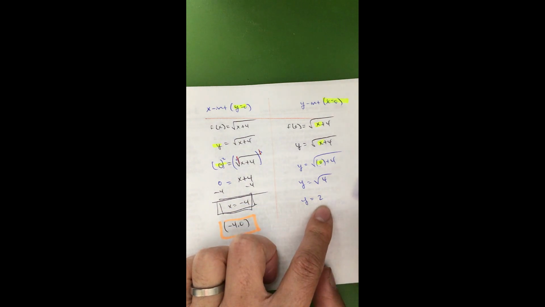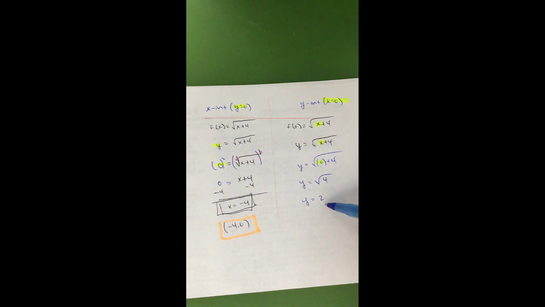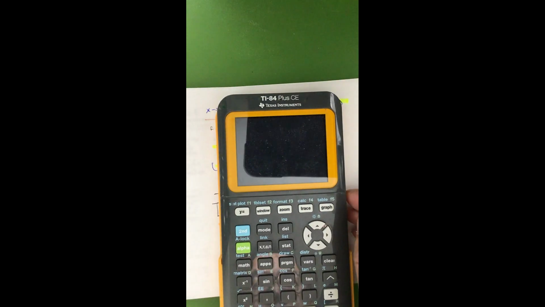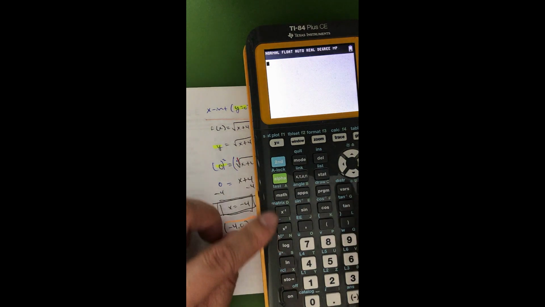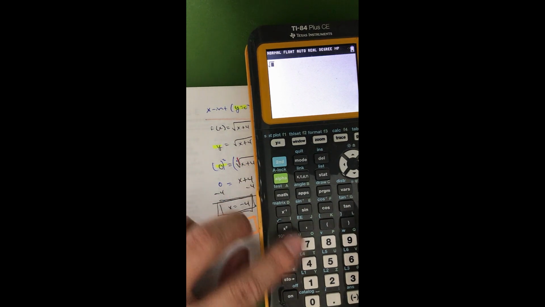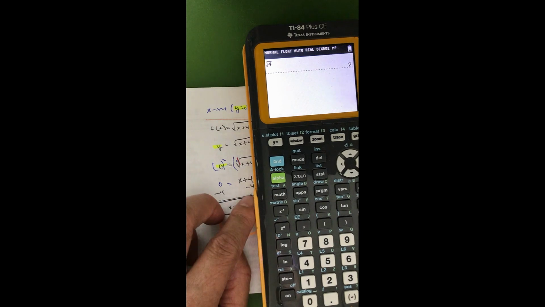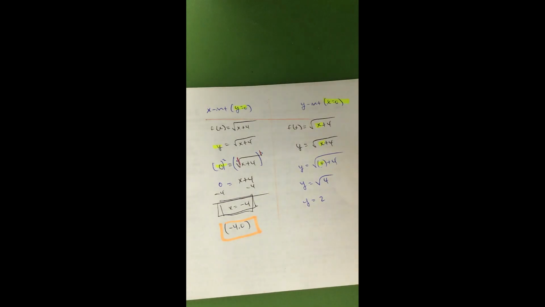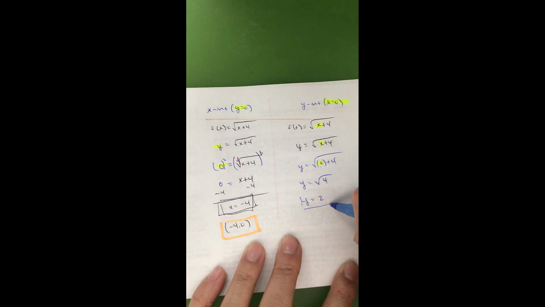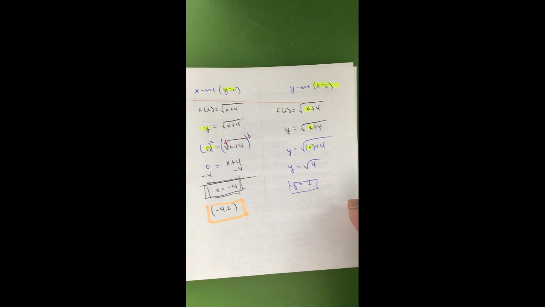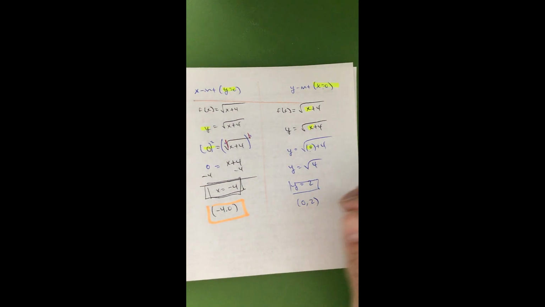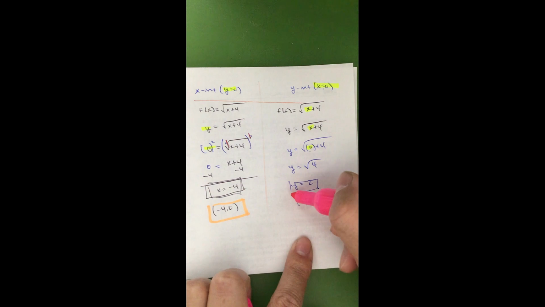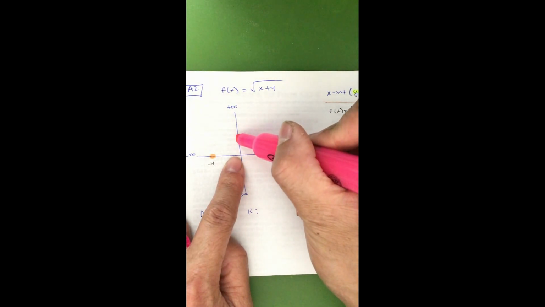This is a common mistake for students. When you take the square root, you don't have any more radical signs. So let's just say you didn't know that, you can actually punch it into your calculator. The square root button again is down here. So square root of 4, the answer is 2. Okay? Notice there's no radical sign. So then my ordered pair is 0, 2. Let's do that in pink. Let's put it on our graph. X is 0, y is 2.